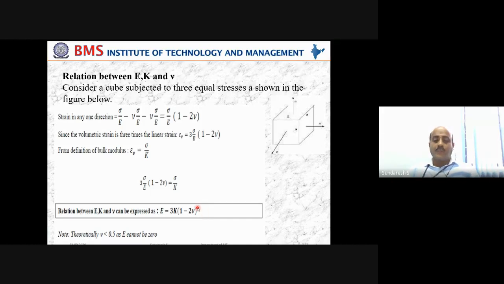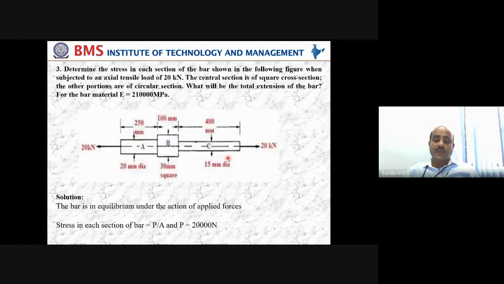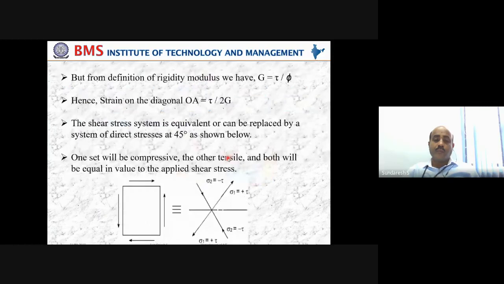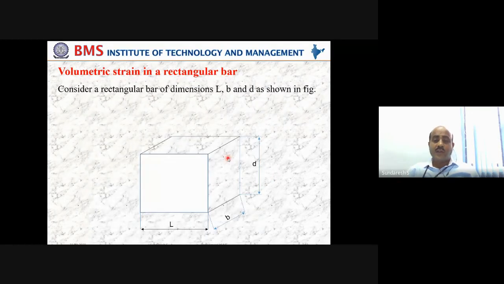See, in the examination, sometimes they will ask to establish a relationship between E, K and nu. If they ask for 8 marks and you write only this much, definitely you won't get 8 marks, because this carries only around 3 steps. For 3 steps, they don't give 8 marks. If it is asked for 8 marks, they'll be expecting another derivation, which I told you previously. Yeah, this derivation you have to show.